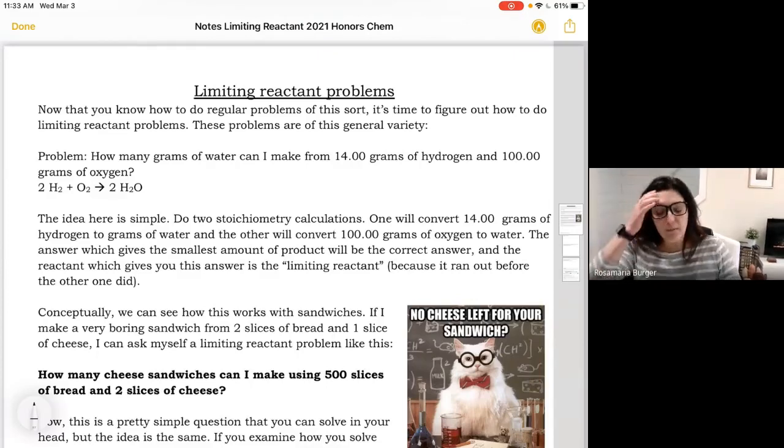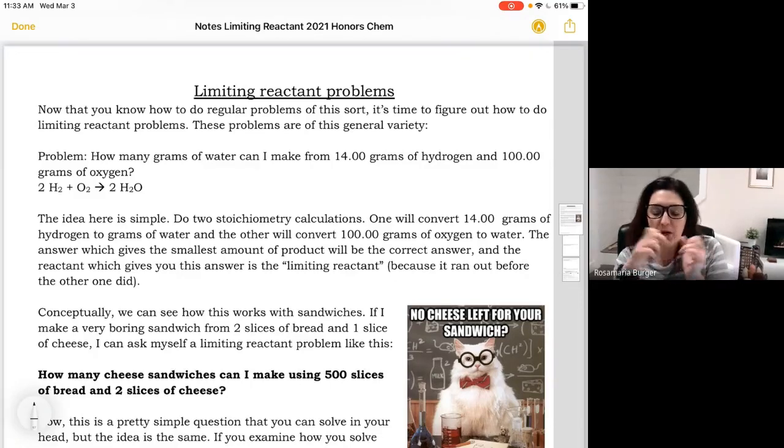I'm here to talk to you about limiting reactants today. By this point, you know how to do regular stoichiometry problems, and now I'd like to teach you how to do limiting reactant stoichiometry problems. Before, you were given one piece of information about one of your substances, and now you're going to be given information about two different substances and be asked how much you can make.